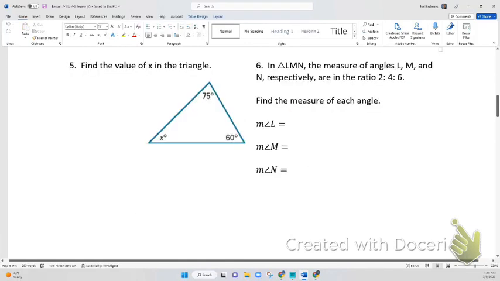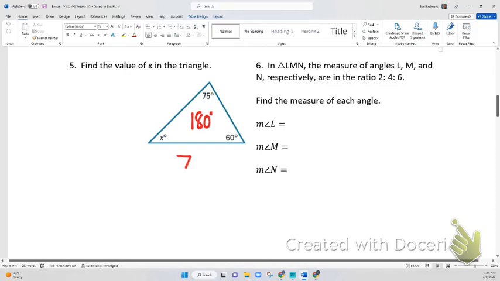All right, so for question number 5, we are given a triangle, and they want us to find the value of x in the triangle. The one thing you need to know for triangles is that the interior angles will always add up to 180 degrees. This might be one of the easier ones on tomorrow's quiz.